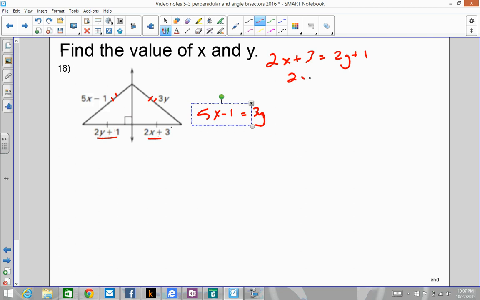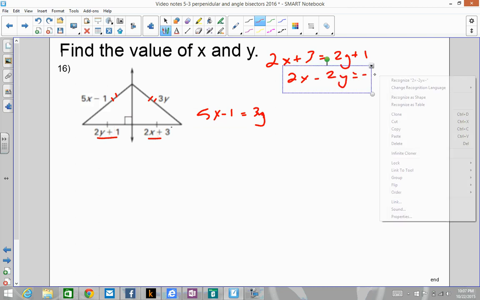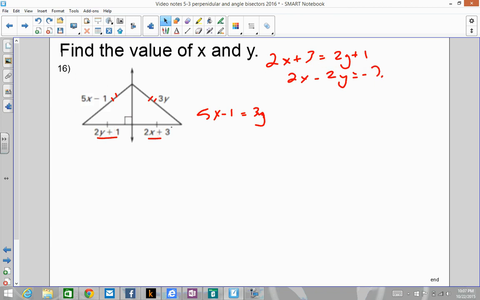So this is going to be 2x minus 2y equals negative 2. And I got that because I subtracted 3 from here and I moved the 2y over. This one here, I need the same thing. I got 5x minus 3y equals negative 1. I got to the negative 1 because I moved this one over by subtracting 1 from each side. Actually, I'm adding 1, so really that'll be a positive 1. All right, so 5x minus 3y equals 1.